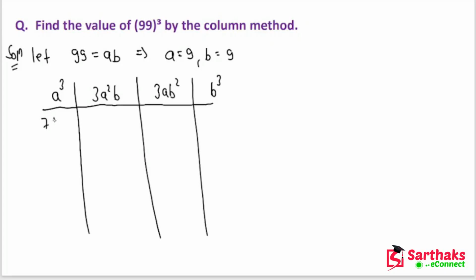See, this is the highest two digit number whose cube can be calculated using the column method. Now 3A square B: A square is 9 square, so 9 cube into 3 would be 2187. It is large but easy to calculate, right? Because we are getting repetitive calculations. Again, B square into A, 9 square into 9 is 9 cube into 3, again it is 2187. B cube again is 9 cube, 729. So the calculation part in this method is very easy because it is repetitive.